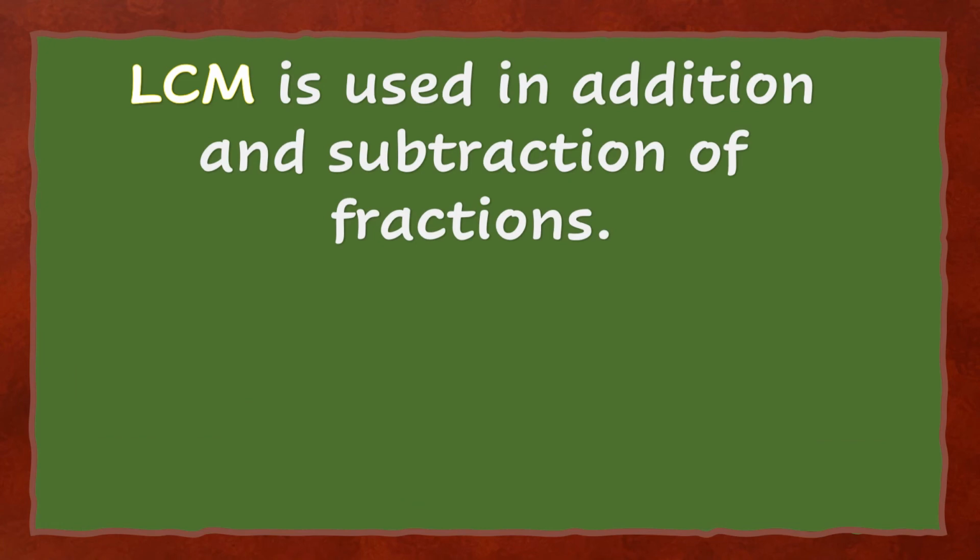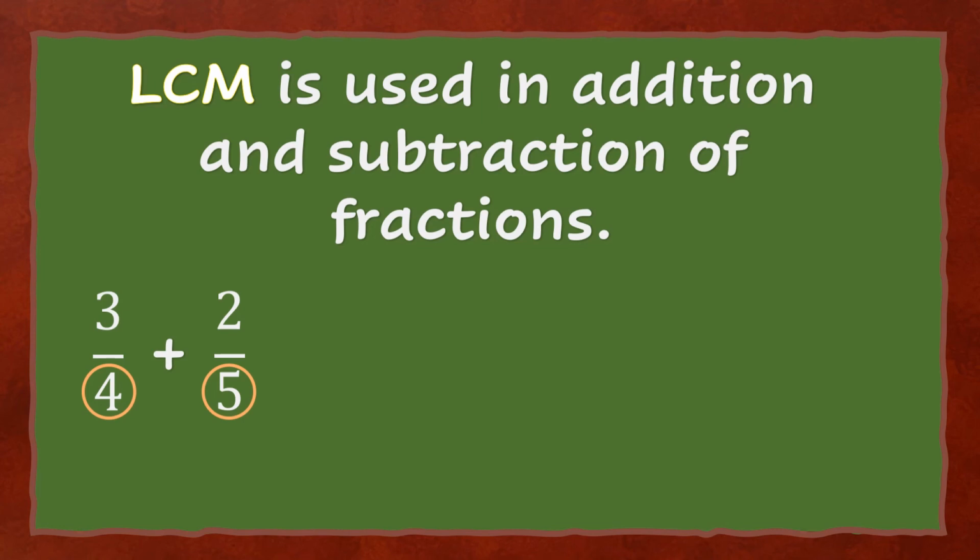Least common multiple or LCM is used in addition and subtraction of dissimilar fractions. When we say dissimilar fractions, the bottom numbers are different. 4 and 5 are the bottom numbers or the denominators. 3 and 2 are called numerators.